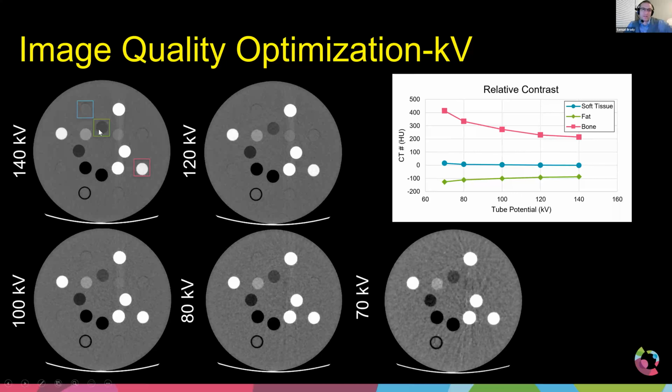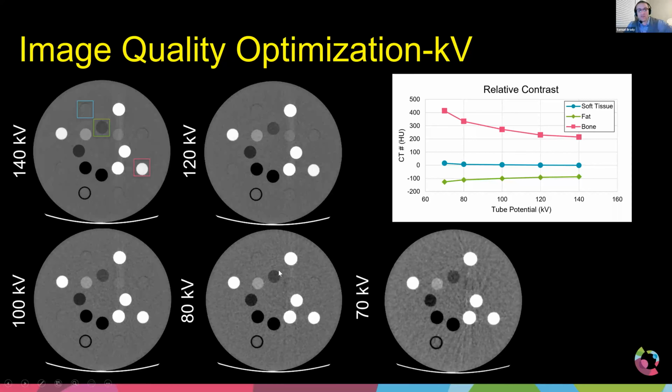Here you can see I've selected 3 sensitometry rods, and I put a blue, a green, and a red box around them. And you will see that they correspond to these 3 plots in the same colors. I scanned or imaged this phantom at different kVs, going from 140, 120, 100, and 70. I kept the mA, or the radiation output, the same or constant across all of these images. So there's a couple of things we can see.